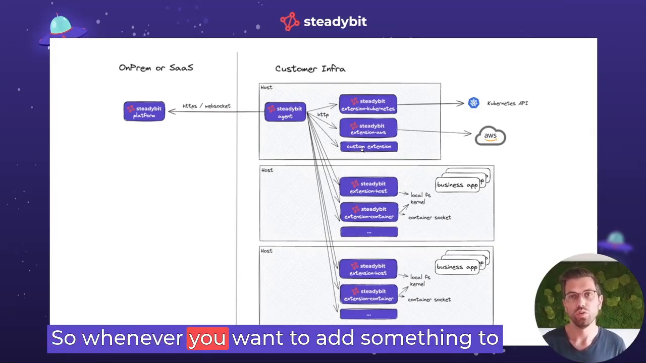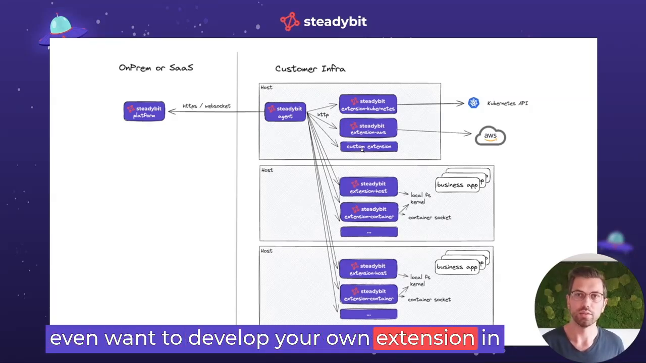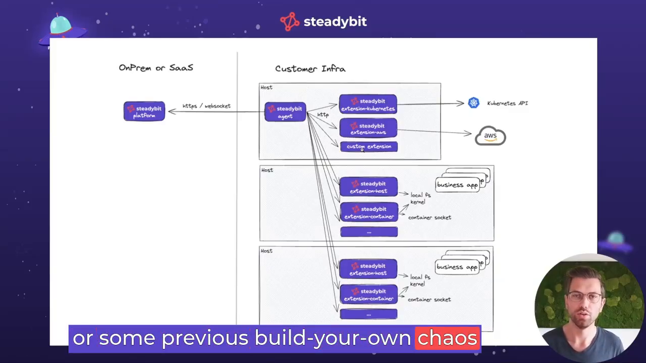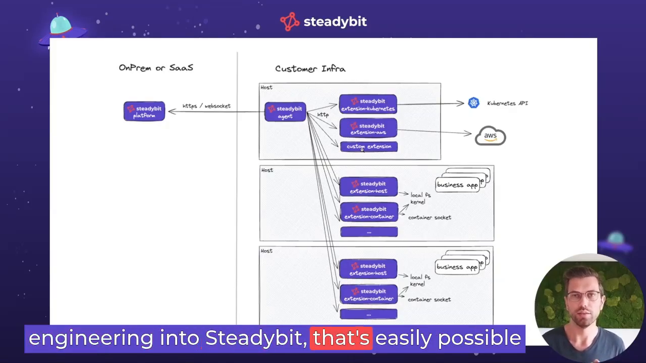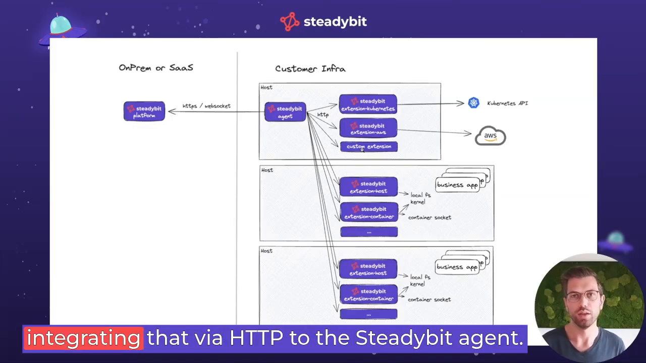So whenever you want to add something to the extensions that we are providing, or you even want to develop your own extension in order to integrate some proprietary technology or some previously built chaos engineering into Steadybit, that's easily possible by just developing another extension and integrating that via HTTP to the Steadybit agent.